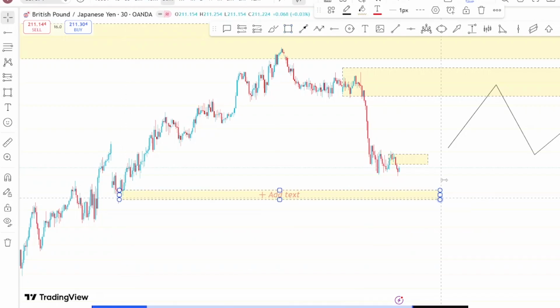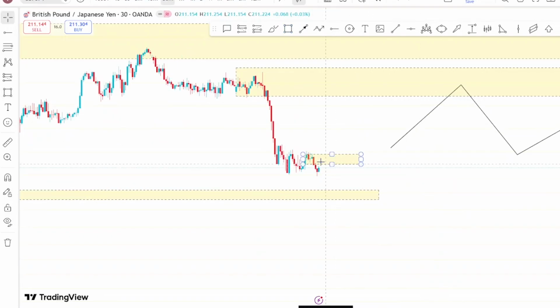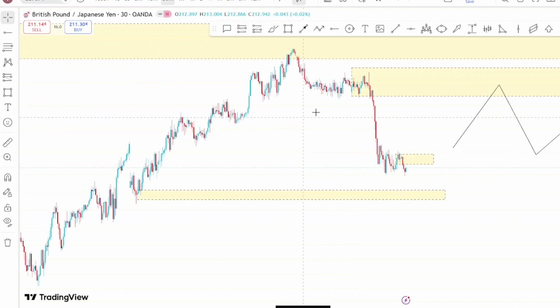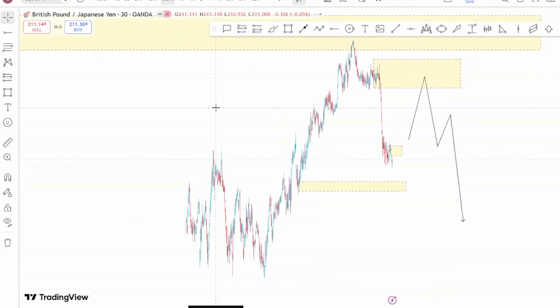Yes, if we can make confirmation from this area, we take a sell, and the target will be from this area. So a clear sell will be from this area. That's where I'm going to be waiting for a stronger entry from. So that's what we are looking for from GJ.